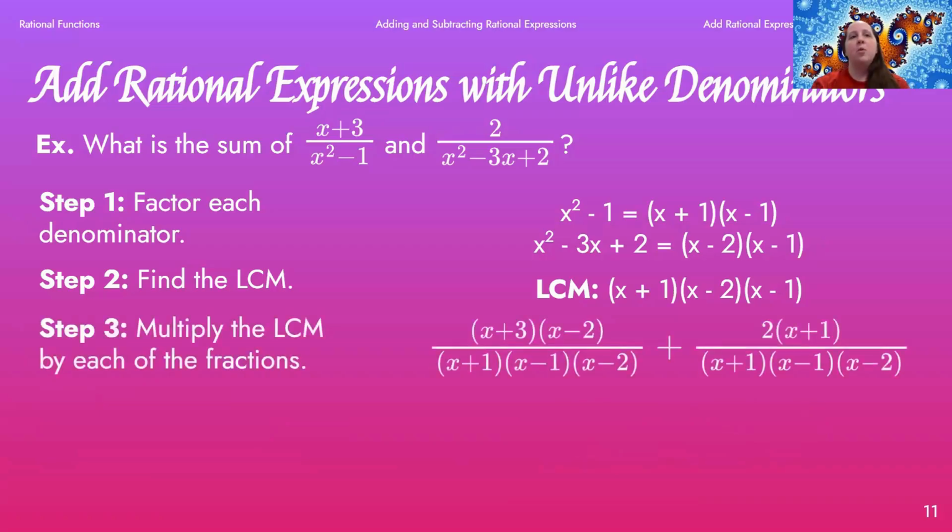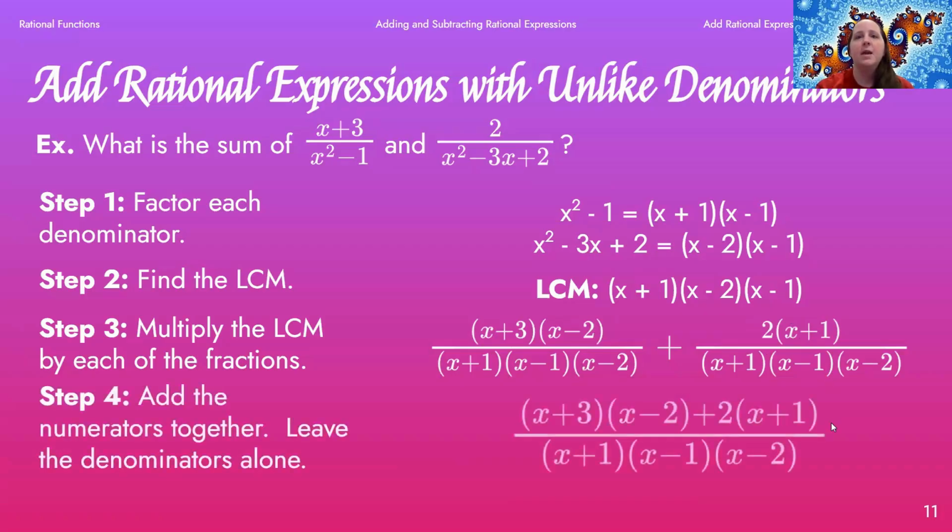So multiply the LCM by each of the fractions. I'm multiplying this entire LCM by my fractions. If I'm looking at my first one, I have x plus 3 over x plus 1 times x minus 1. So really I'm multiplying by x minus 2 in order to get that denominator to be the same across both of my fractions. Same thing with my second fraction. I'm multiplying my numerator and denominator by x plus 1 because that's the part of the LCM that was missing.